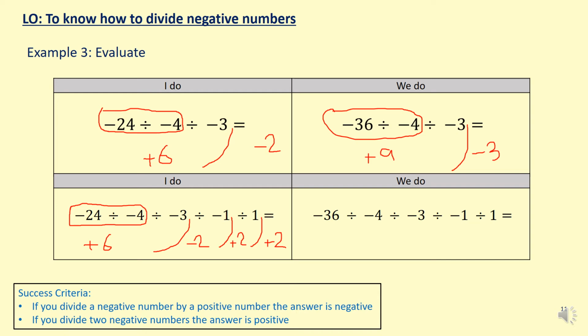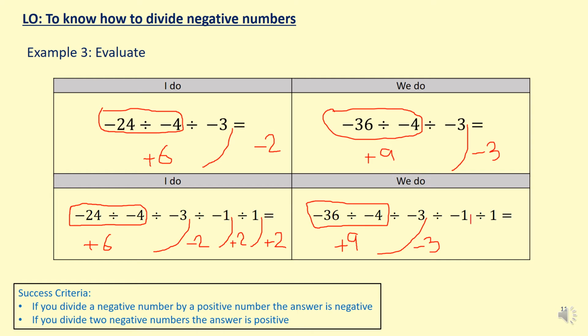Now again, start with the first 2. I have 36 divided by 4, which is 9. Negative divided by negative makes the answer positive. Then I have positive 9 divided by negative 3. So 9 divided by 3 is 3. Positive divided by negative is negative.